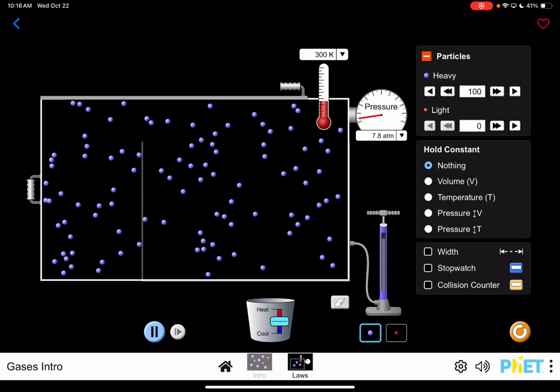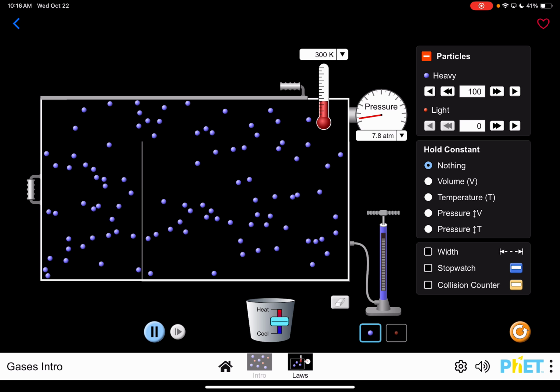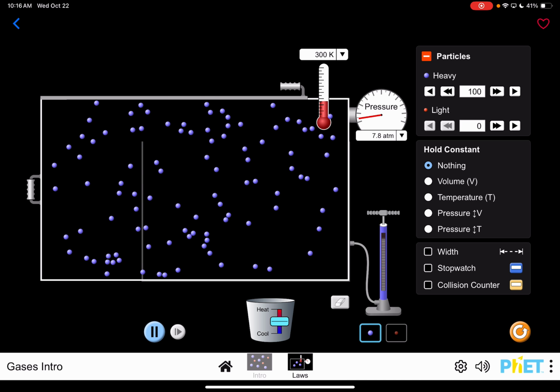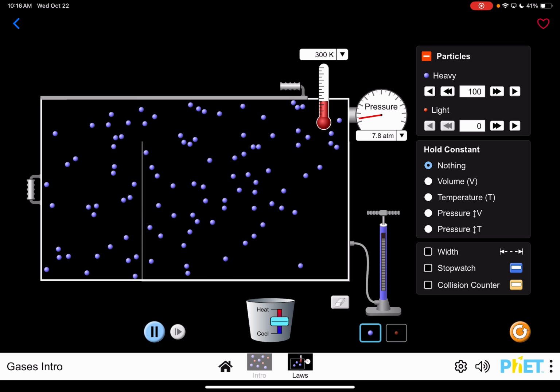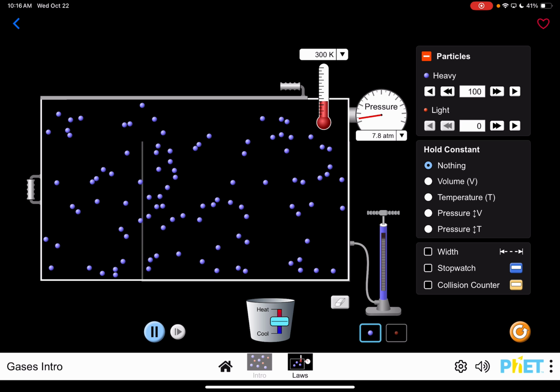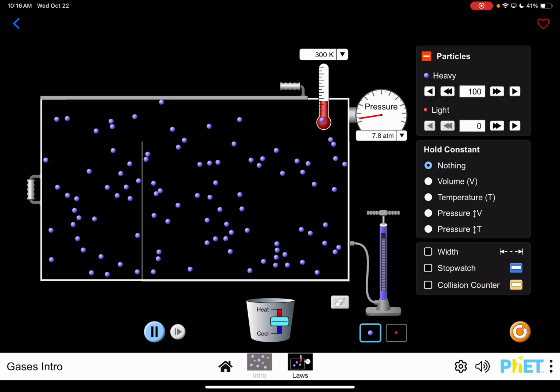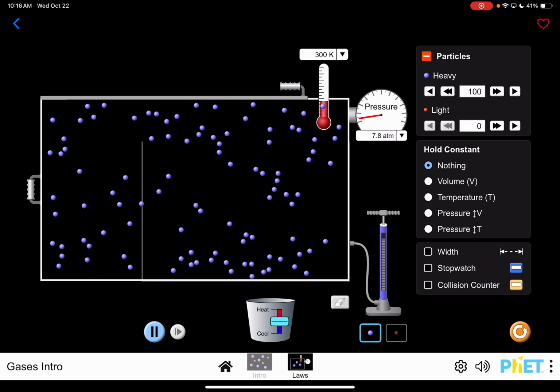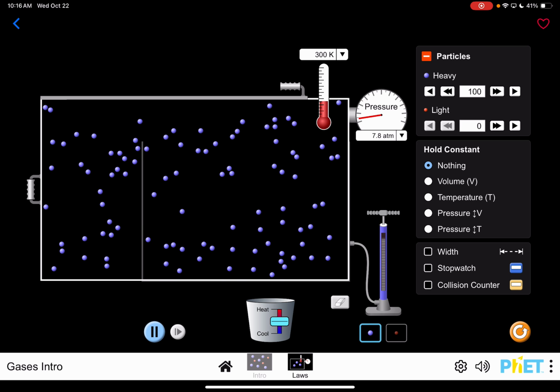Okay, last one we're going to do on here is temperature and pressure. So I'm going to leave everything as is, same number of particles, same volume. All I'm going to do is increase the temperature. Temperature is a measure of kinetic energy, particularly temperature in Kelvin. It really just tells us how fast particles will move.